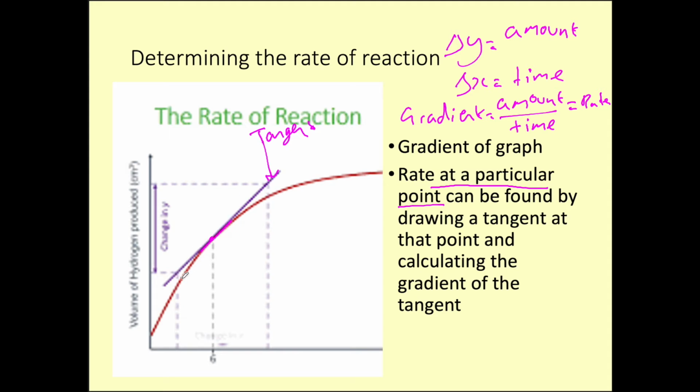And so what we can then do is calculate the gradient of this tangent line by doing our change in y, our rise, divided by our change in x, the run, making as large a triangle as we can from that tangent line. And that will give us the rate at that specific point.